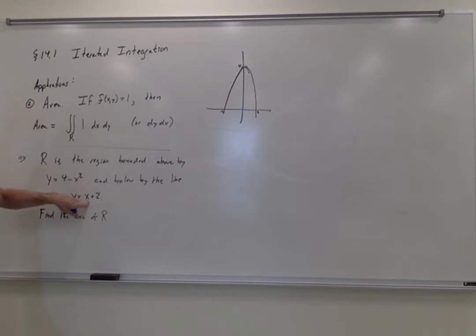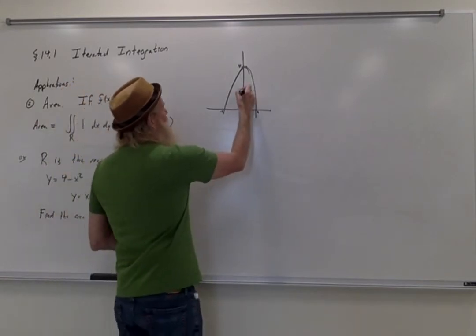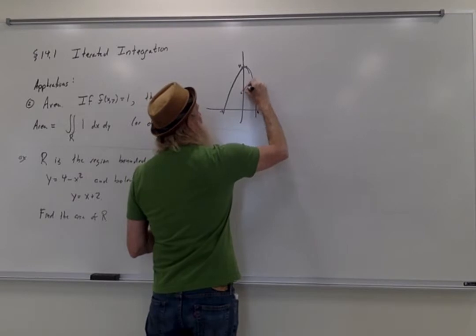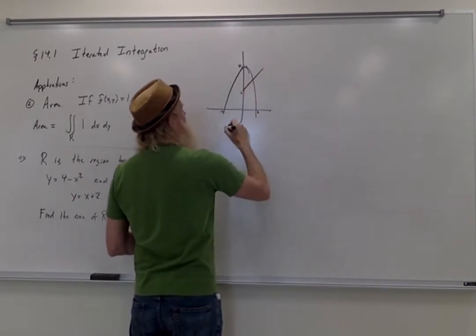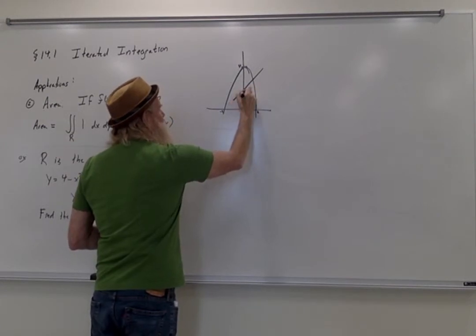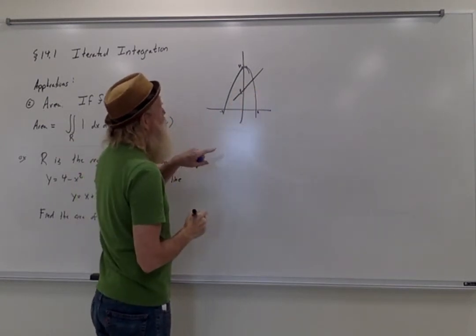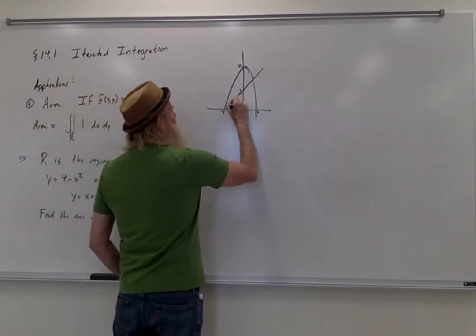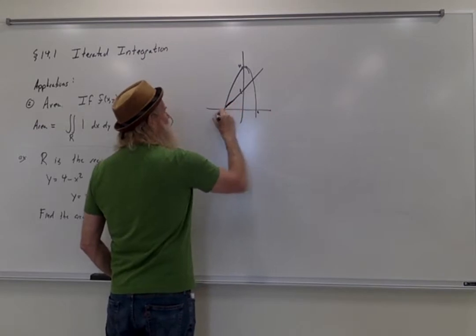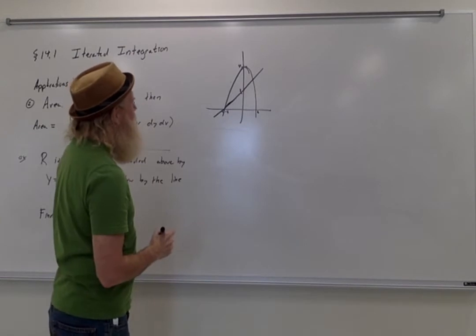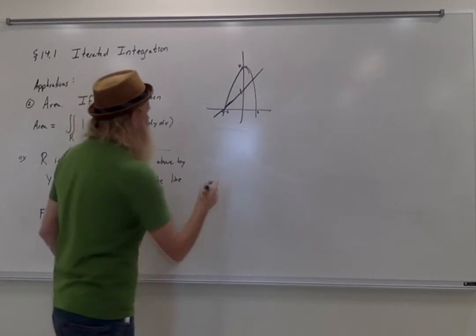Y equals x plus 2 is going to be a line with slope 1 and y-intercept 2. So the y-intercept is going to be at 2, and the line has slope 1, which means that it comes through this way. Now, before I get too confident about where this is going to cross the x-axis, well, in my sketch, it looks like it's going to be at negative 2. But let's actually confirm where those two curves cross.